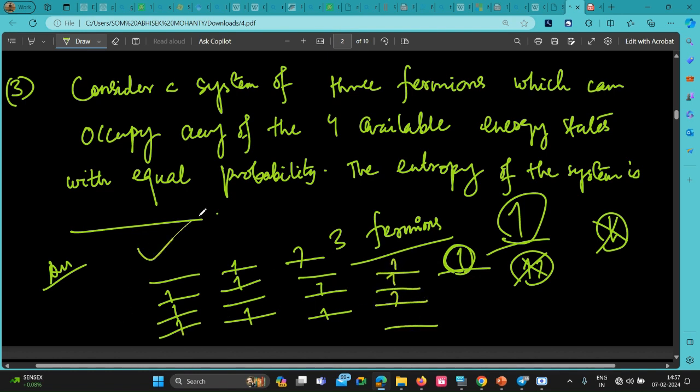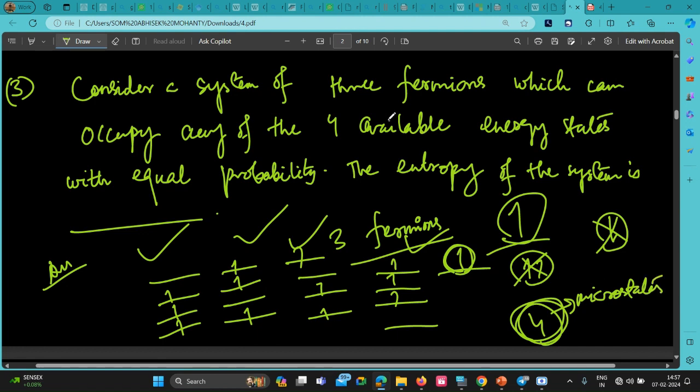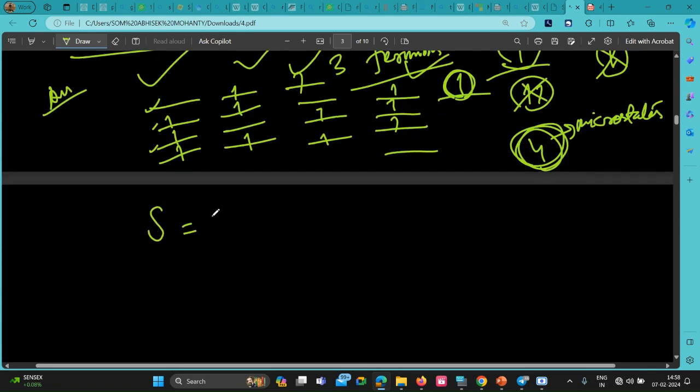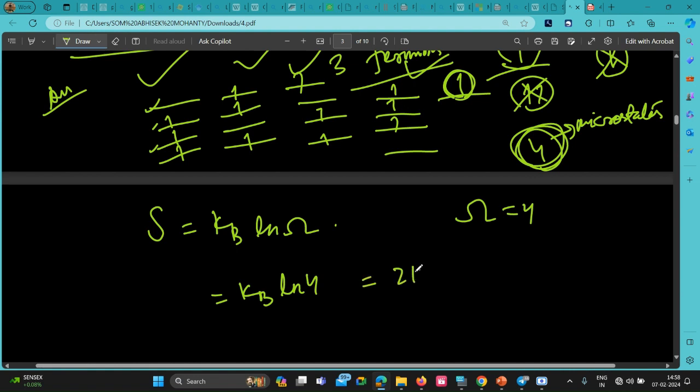So these are how many states? One, two, three, four. So four states are there. Four microstates. These are called microstates, in which these are the available energy states and we arrange the three fermions accordingly. We leave this one, then this one, then this one, then this one. So there are four microstates. Entropy we know: S is equal to k_B ln Omega. Omega is 4, so it becomes k_B ln 4, that is 2 k_B ln 2. This is the answer.